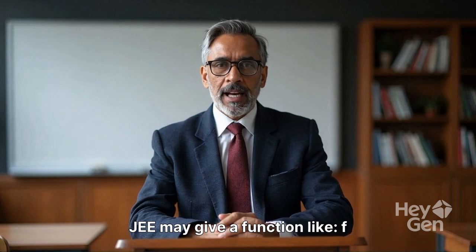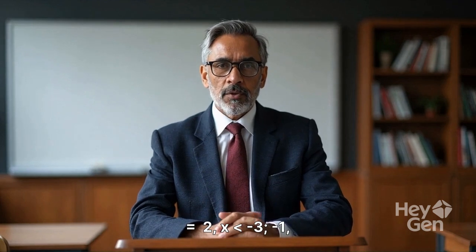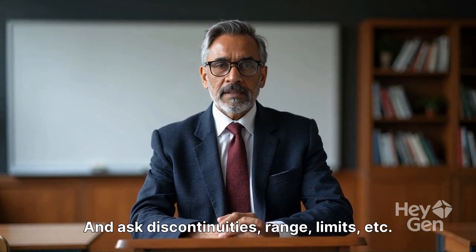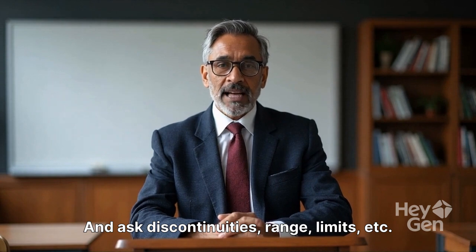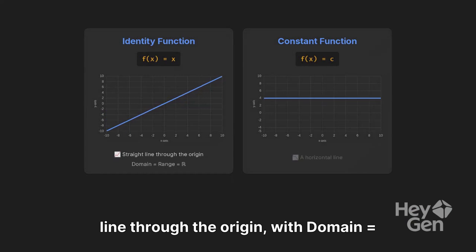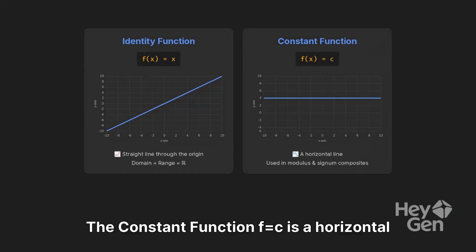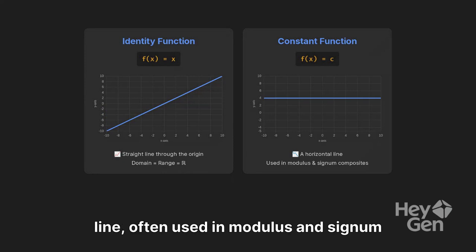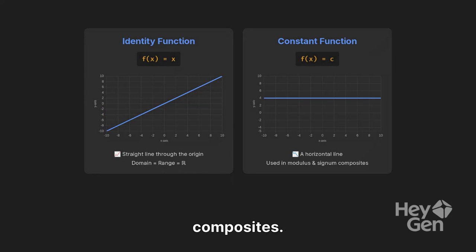JEE may give a piecewise function, with different constant values on different intervals, including a case for x greater than or equal to 1, and ask about discontinuities, range, limits, etc. The identity function f of x equals x is a straight line through the origin, with domain equal to range equal to the reals. The constant function f of x equals c is a horizontal line, often used in modulus and signum composites.